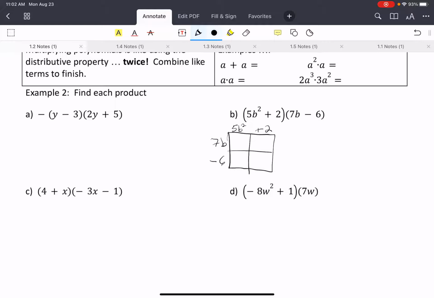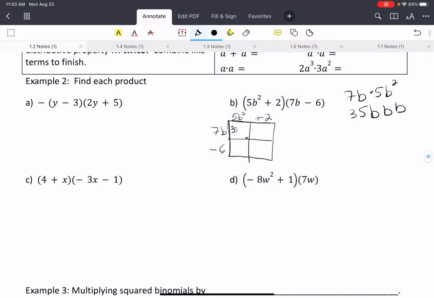So for this one right here, I don't care about the -6 or the 2. All I care about is the b's, because those are the ones touching that side of the box. So what is 5 times 7? To get that one, I did 7b times 5b squared. So I have 35, and then how many b's are there total being multiplied together? 3. So it'd be 35b cubed.